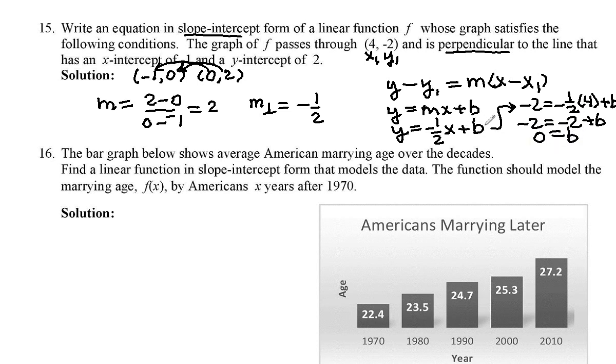So then we can plug that in here, and our line is just y equals negative 1/2 x plus 0, which we don't have to write. It's just y equals negative 1/2 x. And you'll get that same thing if you use the point-slope equation too.